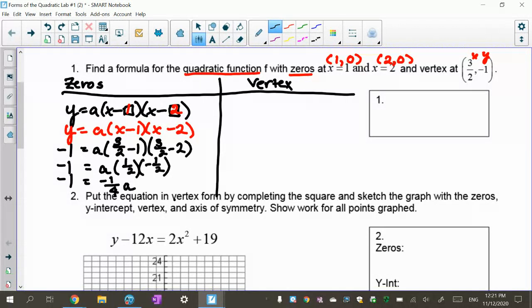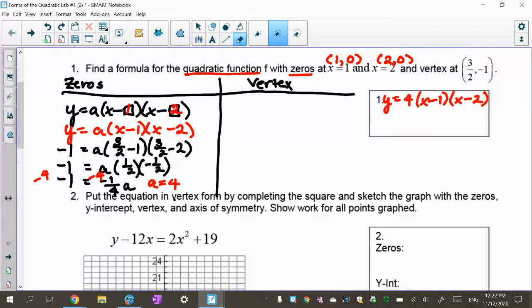Now, if I want to solve for a, I know they're hooked by multiplication. You can say I'm going to divide by -1/4, but really, we're in pre-calc now. Just multiply both sides by the reciprocal, which is -4 and -4. That will turn that to a 1, and my a is 4. So now my zeros form, which I'm going to put at the top of my box, is y equals 4(x minus 1)(x minus 2). So I found a formula for that information, my two zeros and another point.